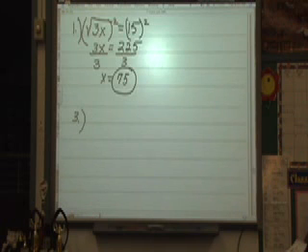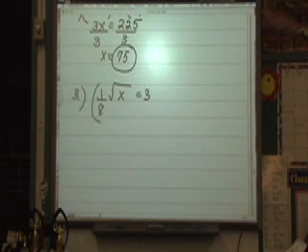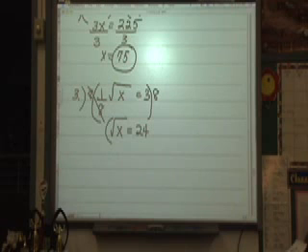Number 3, it says 1/8 of the square root of a number, we can use x, is 3. The radicand is not isolated, so we're going to multiply both sides by 8. That'll cancel that out. So now we have the square root of x equals 24. Square both sides, and x equals 576.